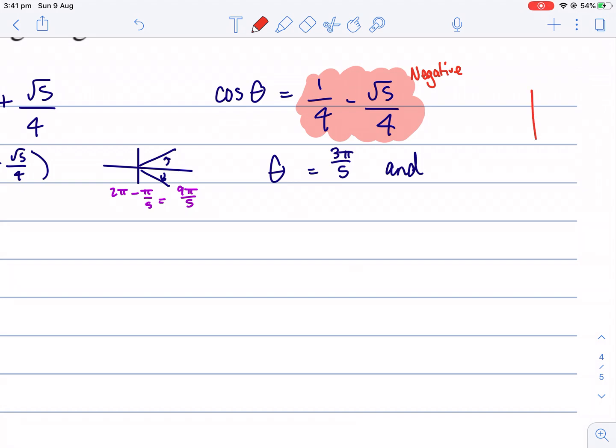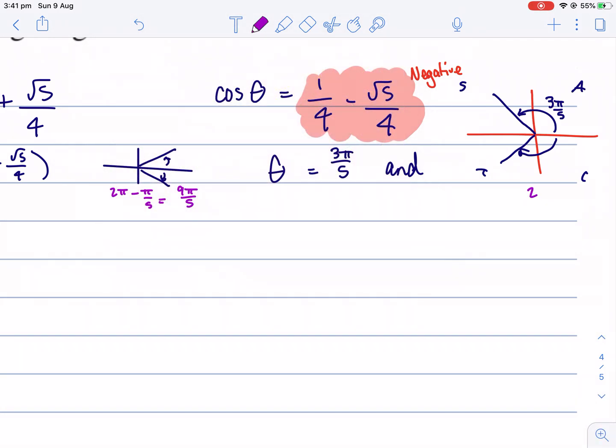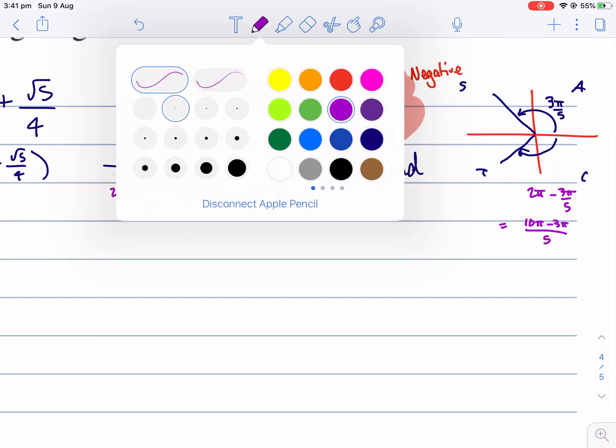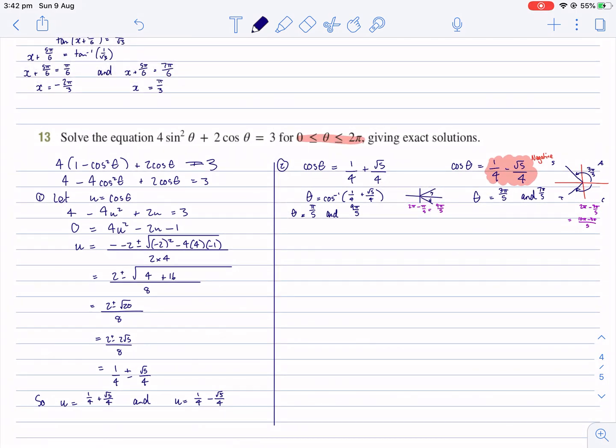I'm going to draw myself up a different axes. I'm going to also want to be around to here. So I'm going to do 2 pi take 3 pi on 5. So that's 10 pi take 3 pi. So that's 7 pi on 5. So we've got our 4 answers. Pi on 5, 9 pi on 5, 3 pi on 5, and 7 pi on 5. And that is it.